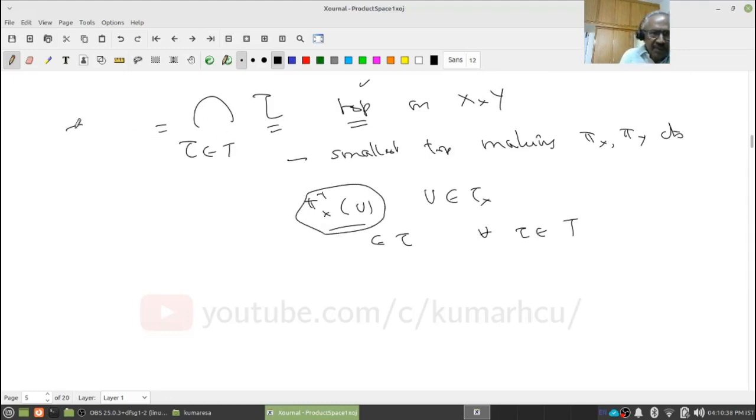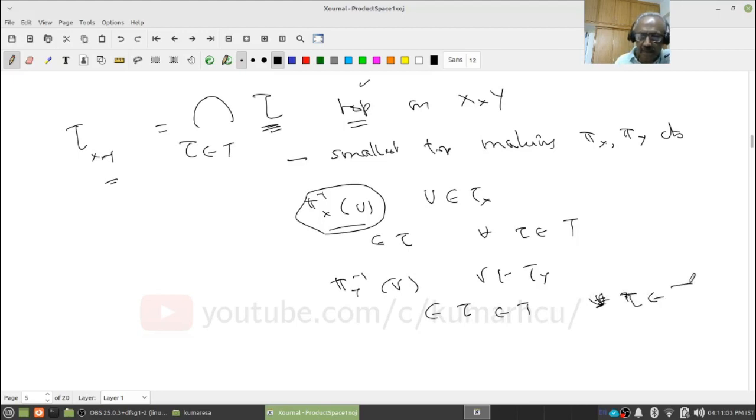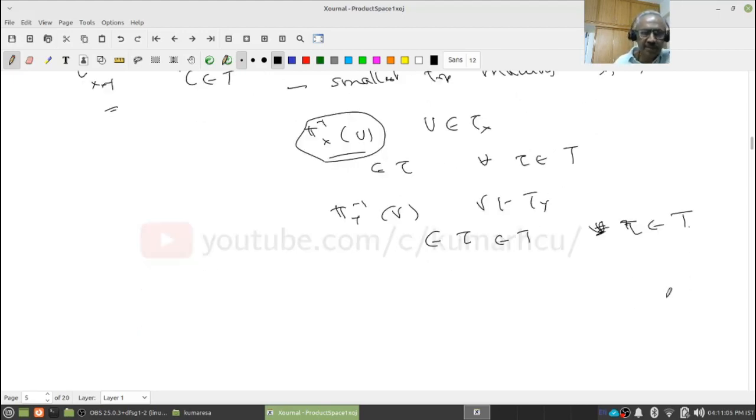So you call it tau x cross y. Then this belongs to this. This belongs to each and every tau. Therefore, it belongs to the intersection. Similarly, pi y inverse of v, where v is in tau y, belongs to tau in this family, for every tau in the family T. Just think about it.